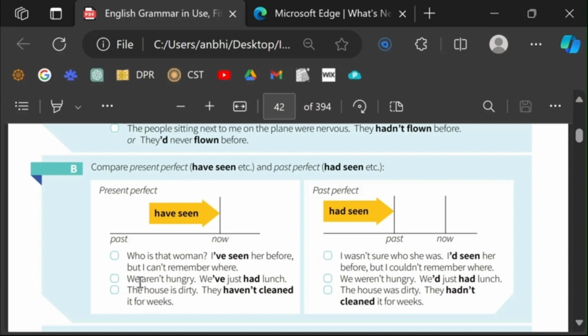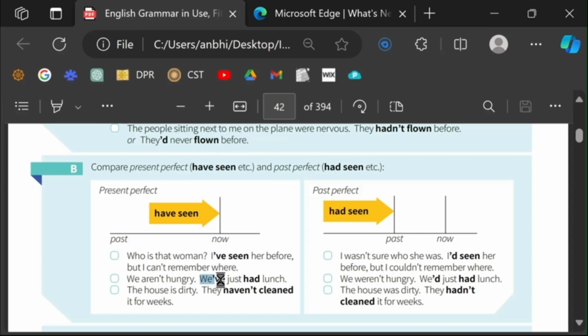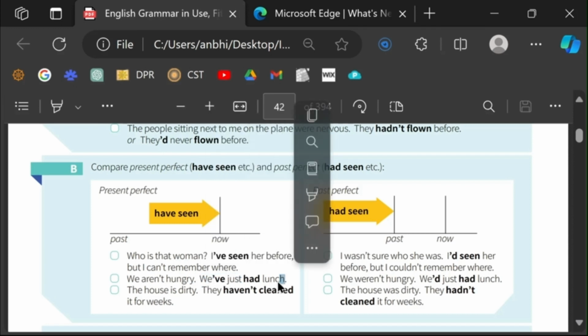Here, we are not hungry. We aren't hungry. We have just had lunch. We have had, you see, present perfect, because it's something that happens before the present. We are not hungry. This is present simple. Something that happened before the present simple, we use present perfect, you see.